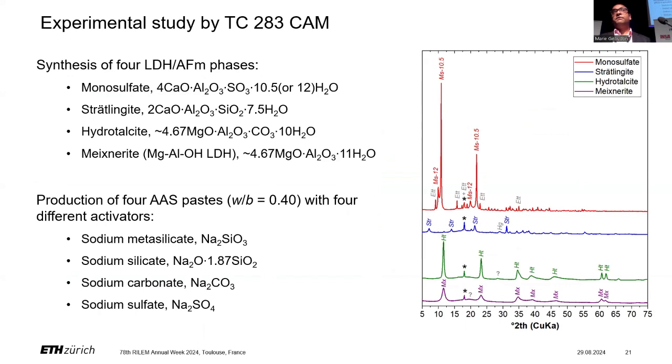So we essentially went from there on, and we wanted to look at all these synthetic phases, produce them in the labs, and additionally also look at alkali-activated slag samples with different activators. So we produced monosulfate, stratlingite, hydrotalcite, and meixnerite. And we were fairly successful in producing most of these synthetic phases.